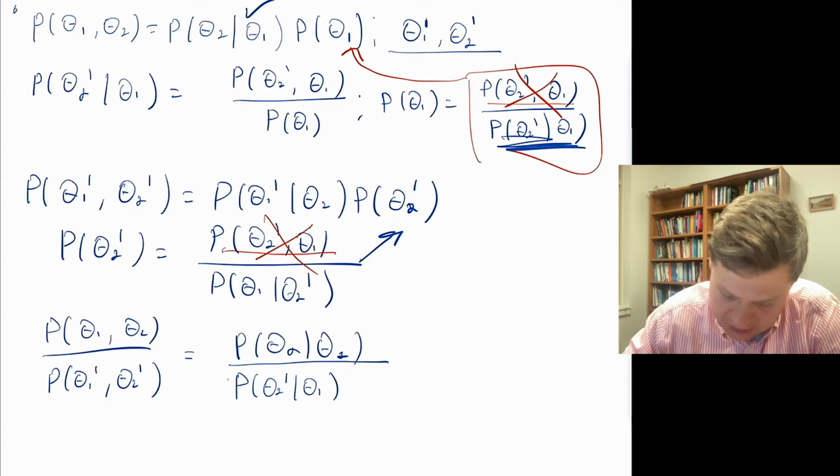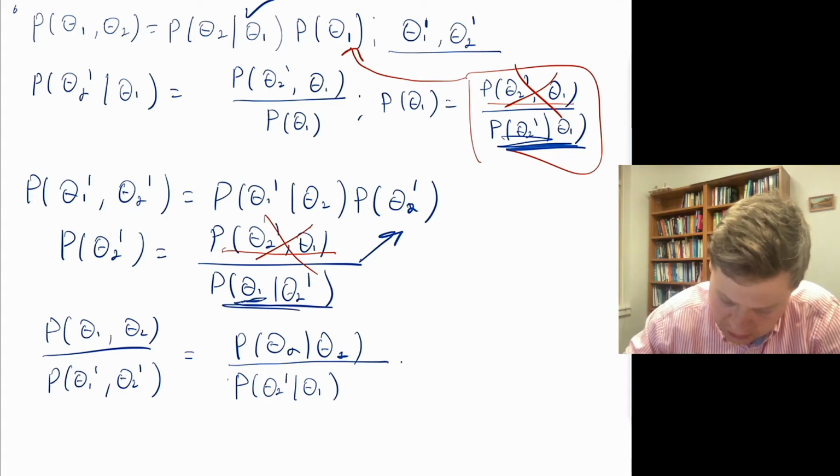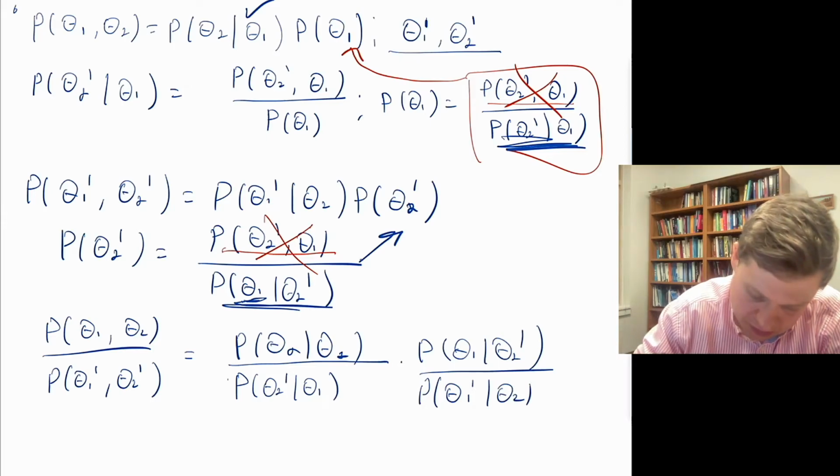And now from the second, we have to flip it, right? So this one was at the bottom, now it will be at the top. So it's P of theta 1 given theta 2 prime divided by P of theta 1 prime given theta 2. So it's this term here.